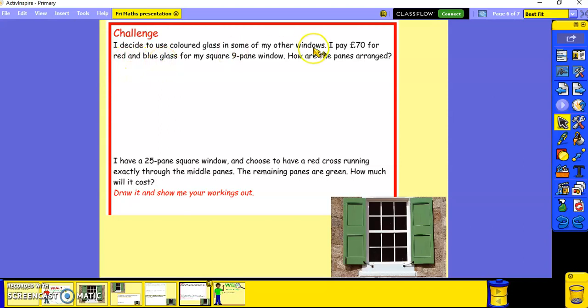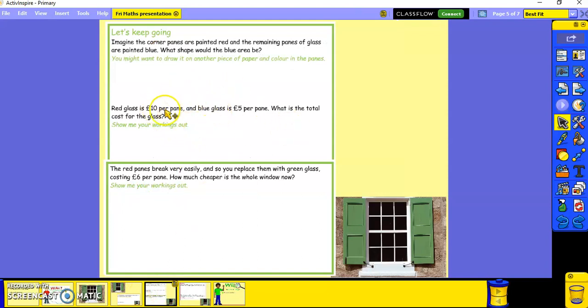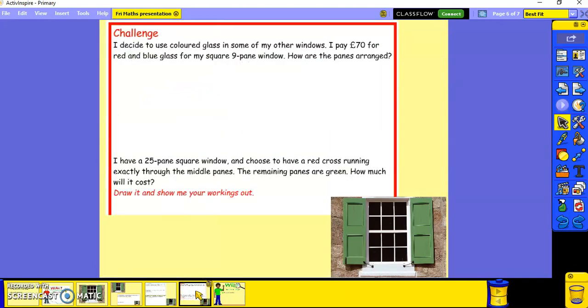So you'll need to colour some in red and blue and figure out how can you make £70 using the prices for red and blue from earlier. So remember, red was £10 and blue was £5. So how are you going to use your 10s and your 5s to make 70? There might be more than one possible solution. There might be more than one way that you could show me this. How many different ways can you find?